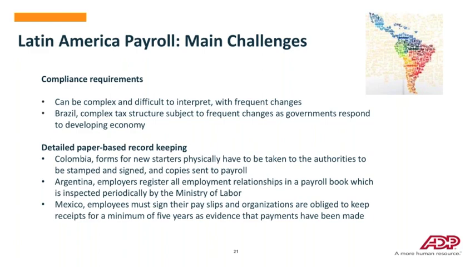In Argentina, some employers register all their employee relationships in a payroll book, an actual book that is inspected periodically by the Ministry of Labor there. Or in Mexico, some employers have gone as far as having the employees sign their payslips and retain that documentation for 5 years. And now with Mexico's e-social, and you're producing electronic payslips, how do you then get electronic signatures and retain that electronic signature for your records if you're audited?